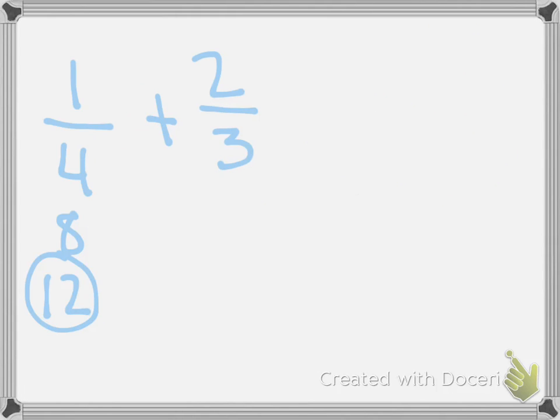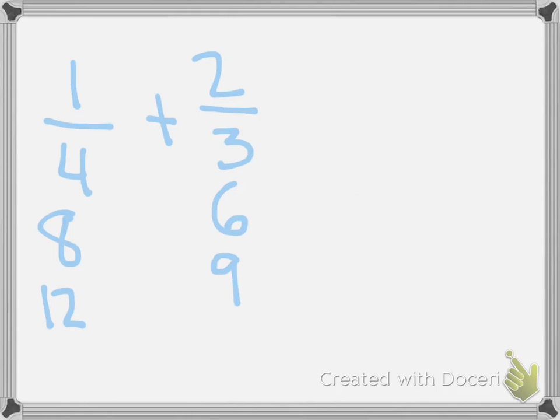The next equation we're using is 1/4 plus 2/3. We have to list out the common multiples of 4 and 3, so here we go. 4 times 1 is 4, 4 times 2 is 8, and 4 times 3 is 12. Multiples of 3: 3 times 1 is 3, 3 times 2 is 6, 3 times 3 is 9, 3 times 4 is 12. They both have 12, so we'll use 12.